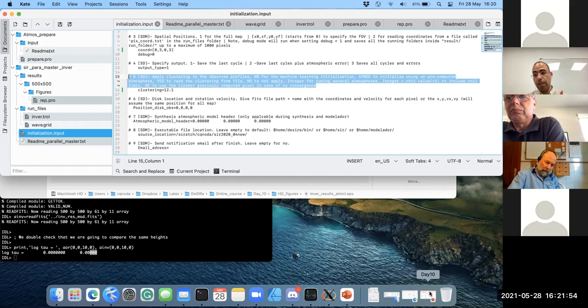But of course, there are these different options, mainly if you have really big cubes where you want to save time. Then it's better to classify your profiles into families of profiles, and then invert those profiles with different initializations but also configurations. So you can say, if I have umbra-like profiles or penumbra-like profiles or plage-like profiles or network-like profiles or quiescent-like profiles, then you can start those profiles with different initial atmospheres, but also inversion configurations, and at the end try to build the map.